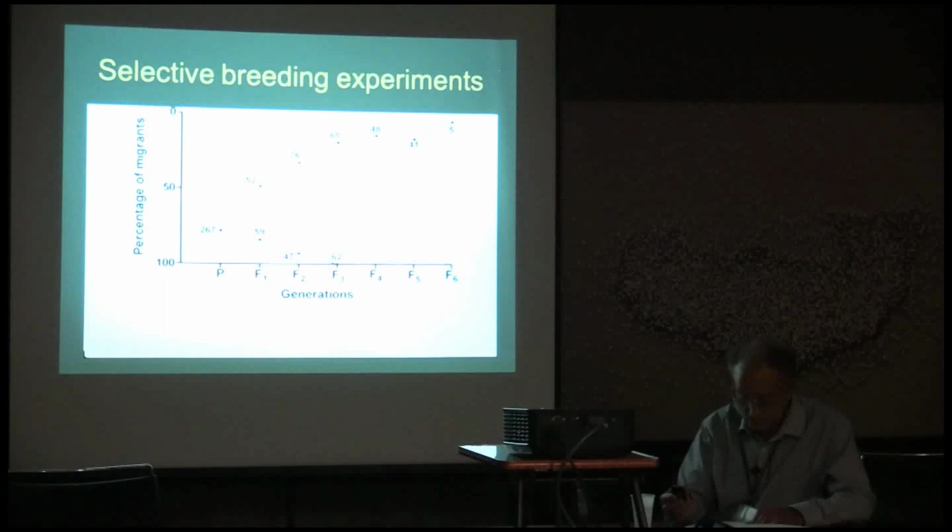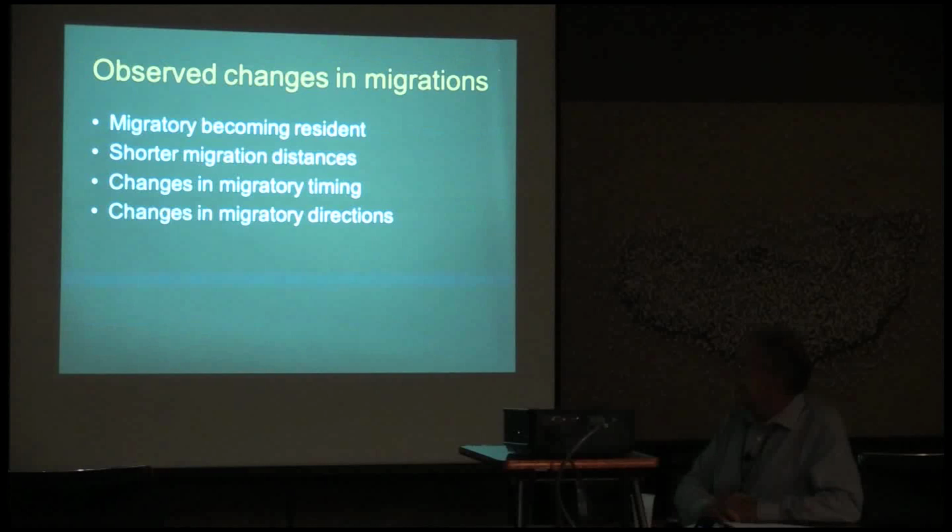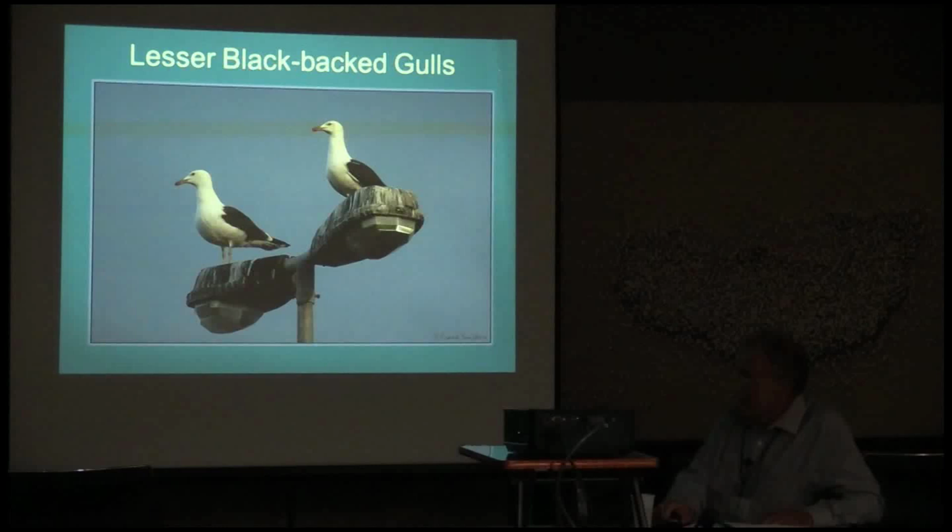And of course, lots of changes in bird migration have occurred in the last 50 years or so. Some species that used to be migratory are becoming more resident. They're not going on migration, or they're migrating shorter distances than they did. We know this from ring recoveries. Or they're changing the timing of their migration, or even, in a few cases, changing migratory direction. And I just wanted to give a few examples.